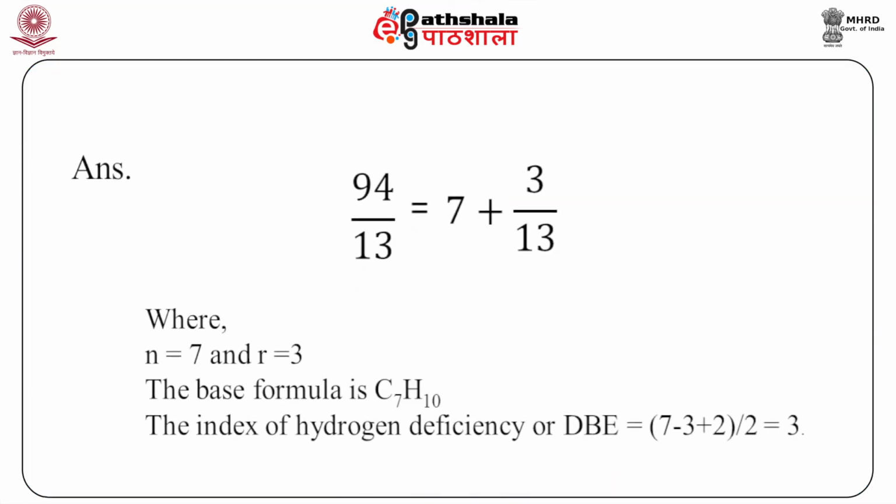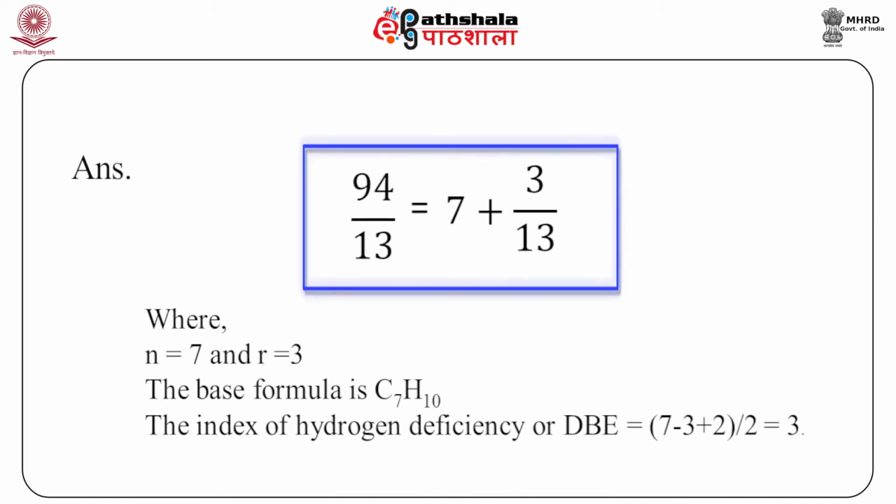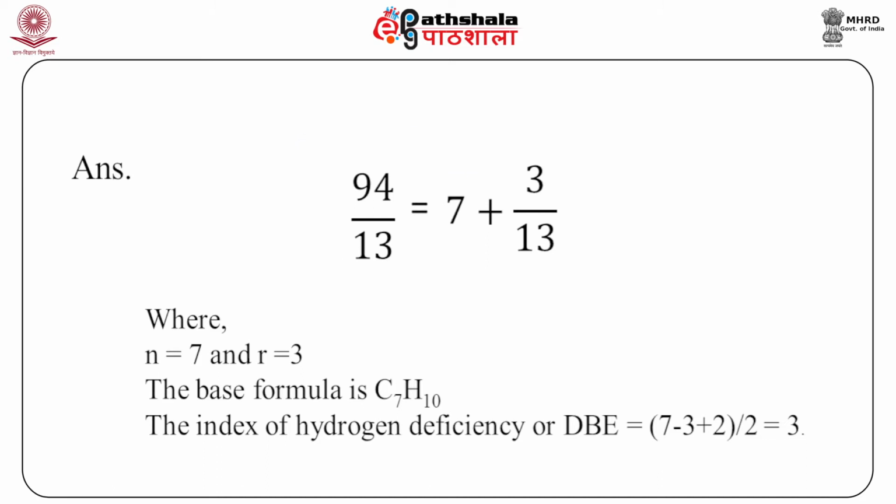Now in order to understand this rule, let us consider this problem. Let us calculate the molecular formula of a compound with a molecular mass of 94 AMU, that is atomic mass units. You know that the molecular mass of this compound is 94. When you put it in the formula of the rule of 13, 94 divided by 13 is equal to 7 plus 3 upon 13. Now that gives you n is equal to 7 and r is equal to 3.